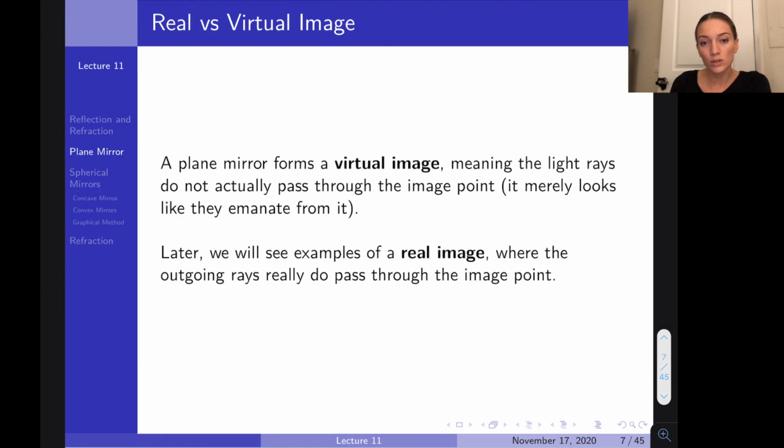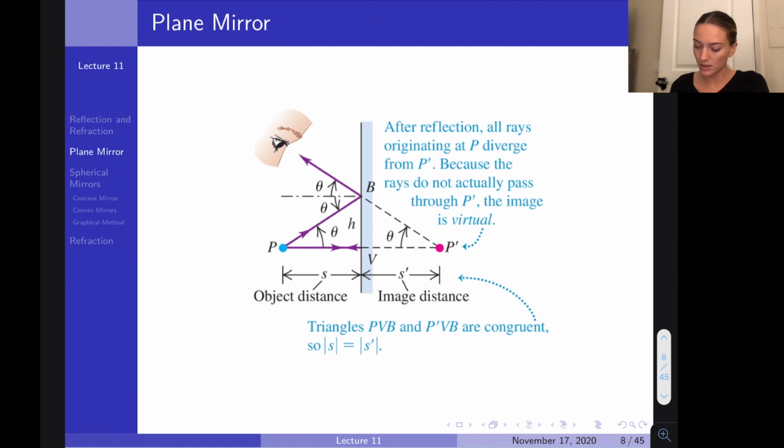Then we can have what's called a real image, where light rays actually do pass through the image point. We're going to see that as we go on to different types of reflection. So we're going to see examples of a real image later, where the outgoing rays really do pass through the image point. Okay, so let's look a little more at plane mirrors.